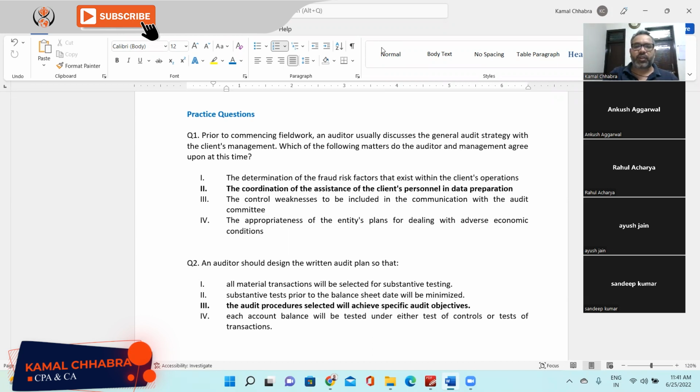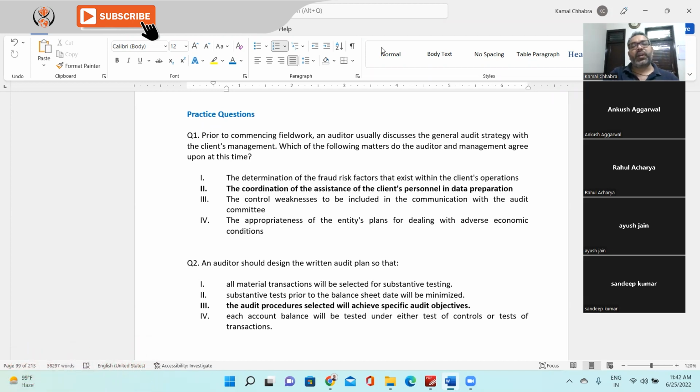The determination of fraud risk factors that exist within the client operation, the coordination of assistance of client personnel in data preparation, the control weaknesses to be included in communication with the audit committee, appropriateness of the entity's plan for dealing with the adverse economic conditions. Which one do you feel is right and why?